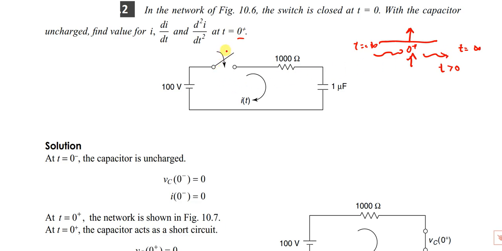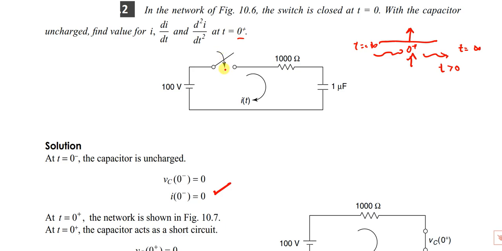Now before switching, if they give an arrow mark like this, at t equals 0 only the switch is closed. Before that, the switch is open. When the switch is open, no current is flowing. So iL of 0 minus is 0, because initially the switch is open.